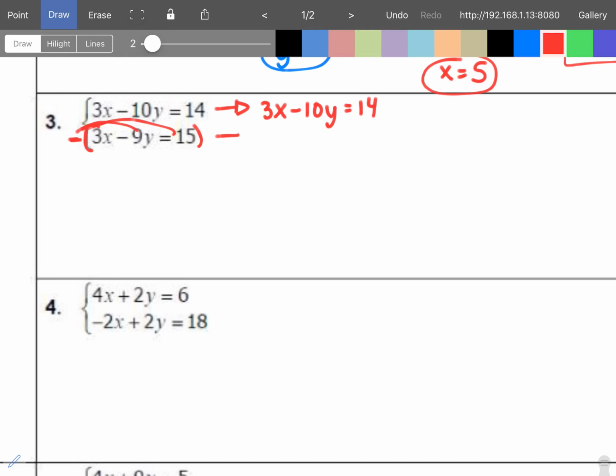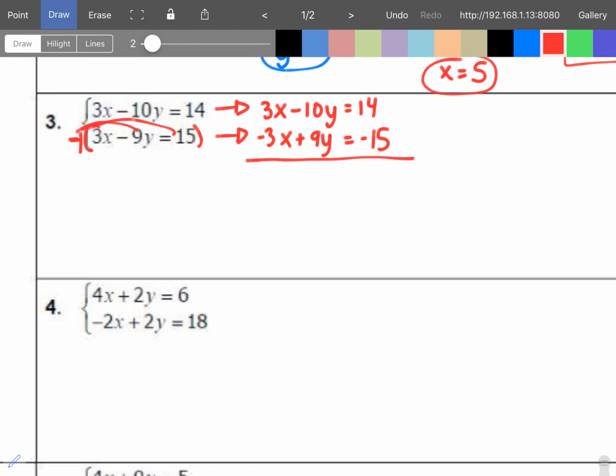And the bottom one, I'm going to multiply a negative to each piece. So negative times 3x is a negative 3x. Negative times, and this is always a negative 1, so I can write negative 1. Negative 1 times negative 9 is a positive 9y. Negative 1 times 15 is a negative 15.